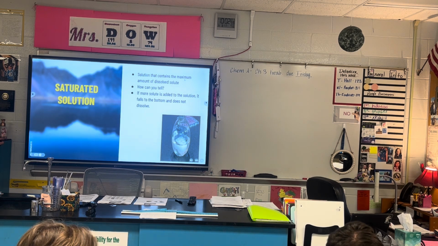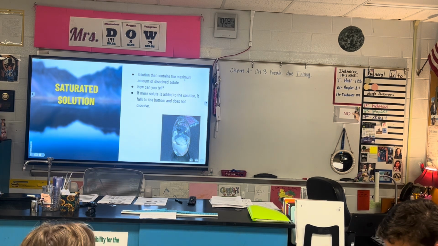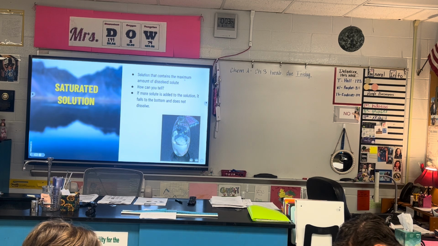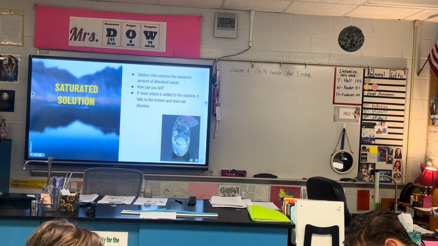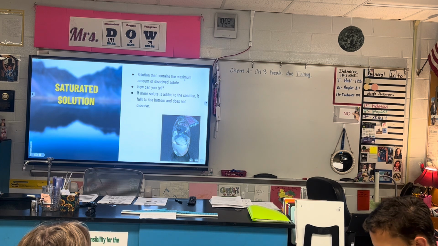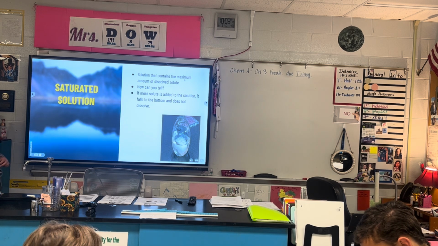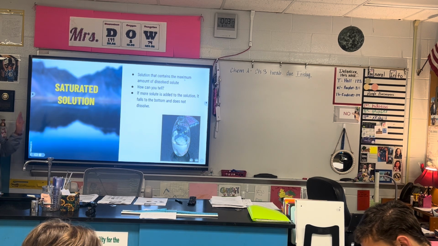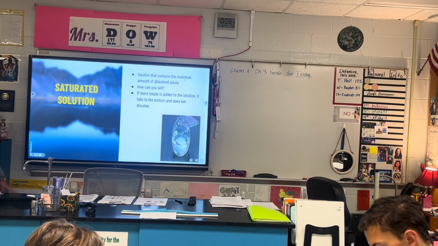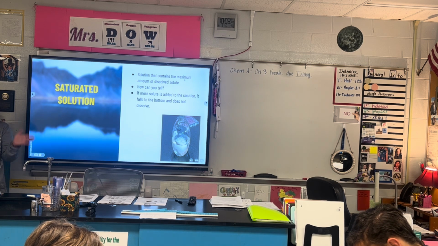Alright, so a saturated solution. Remember, a solution is when we have a solute dissolved in solvent. This is a solution that contains the maximum amount of dissolved solute. The maximum amount. So how can you tell if it's saturated? If we add any more solute, then it would fall to the bottom because it wouldn't dissolve.